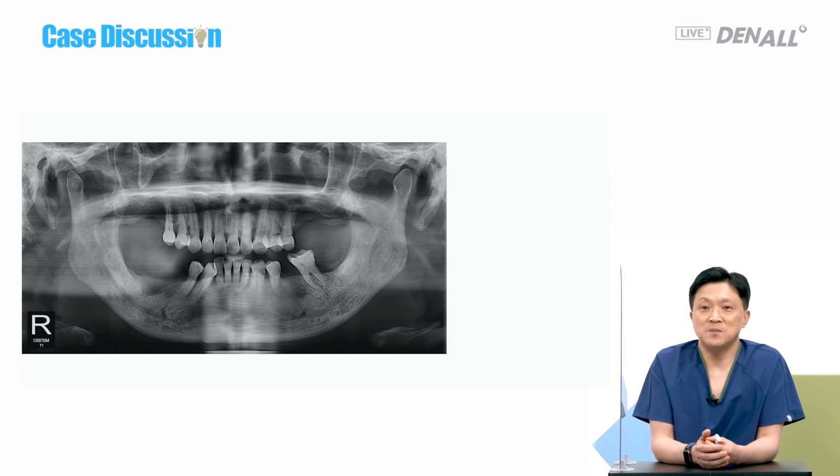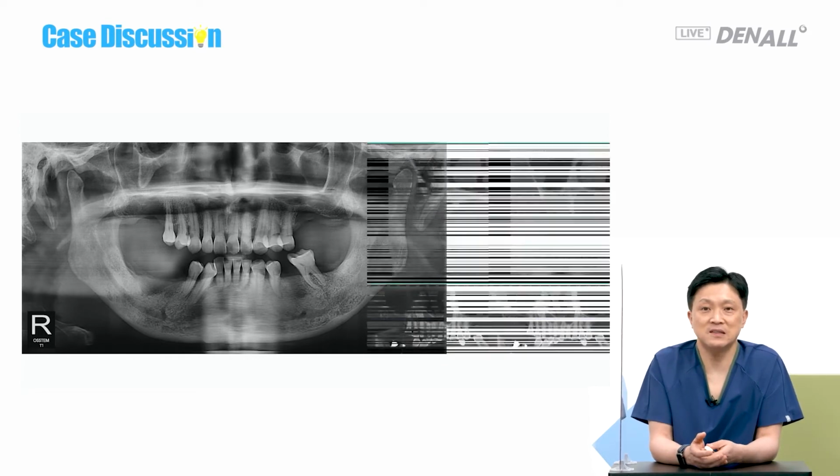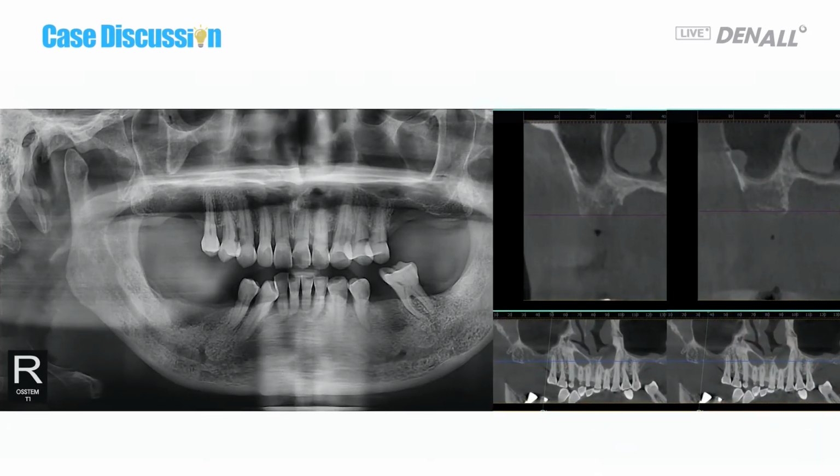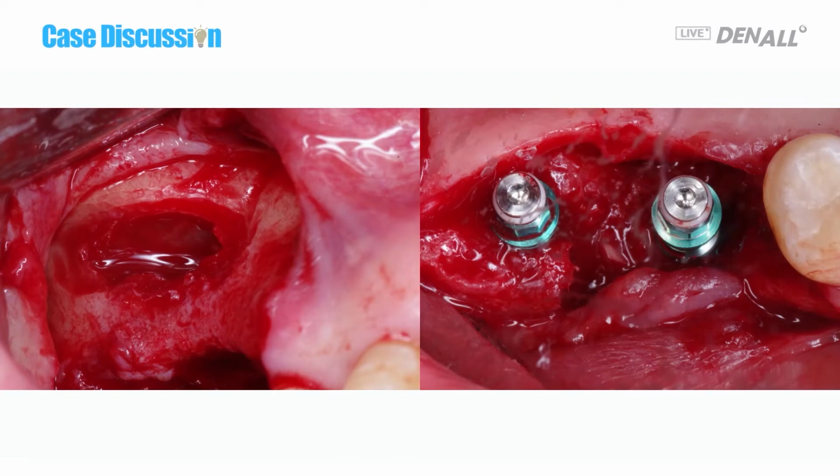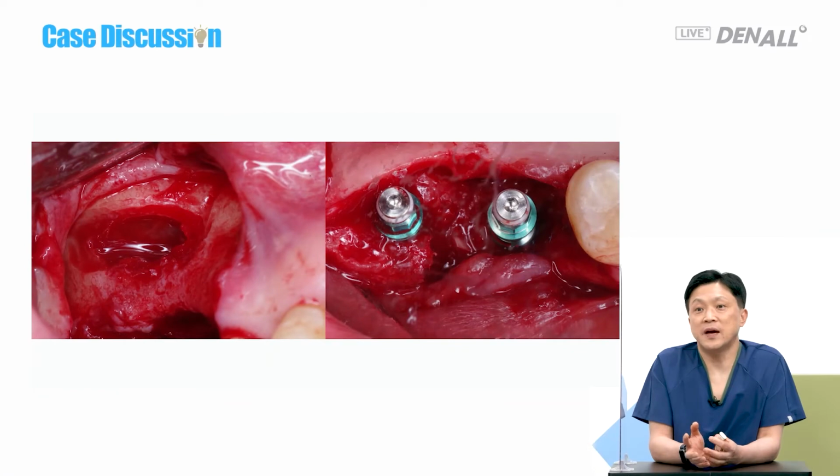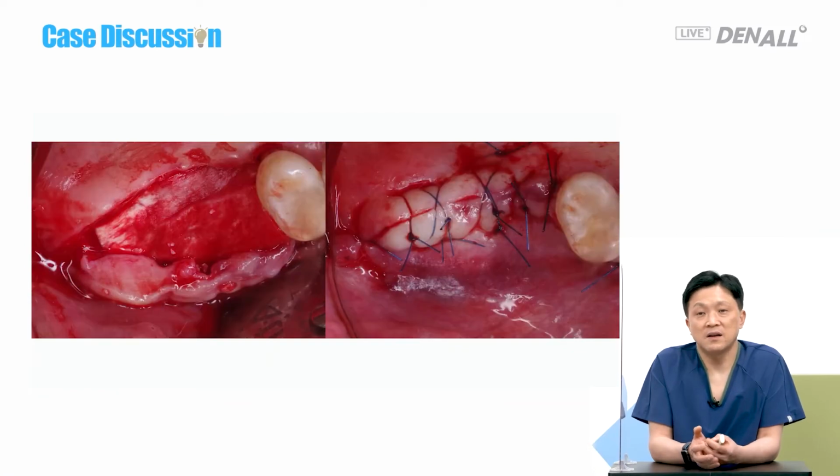You can see the vertical defect less than the case under discussion right now, more severe in quadrant 2 than quadrant 1. This side, quadrant 2, is much more severe. So we did the surgery in quadrant 1. I did this sinus graft and bone graft. There was buccal bone defect, so bone graft is done.